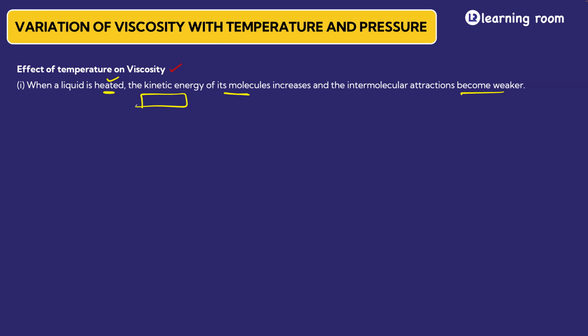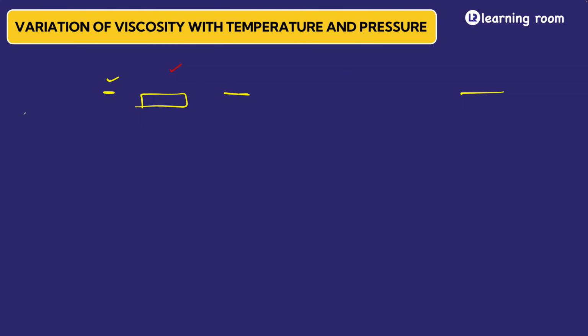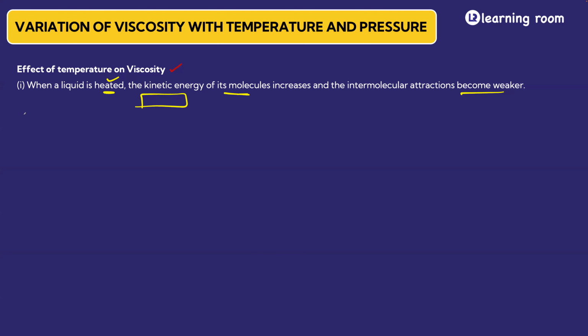Why is it so? Because if you go to the previous slide, what did we say? Viscous force is due to the intermolecular attractions. So when you heat the liquid, the attractions are going to become weaker, due to which the viscosity also decreases. So viscosity is going to decrease with the increase in temperature. Are you able to understand?